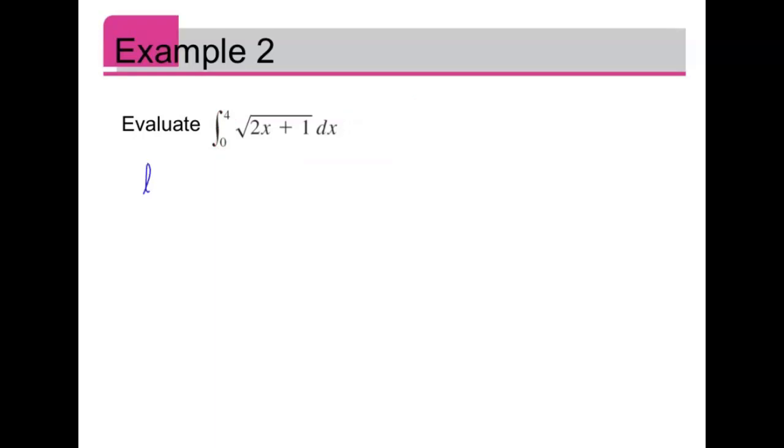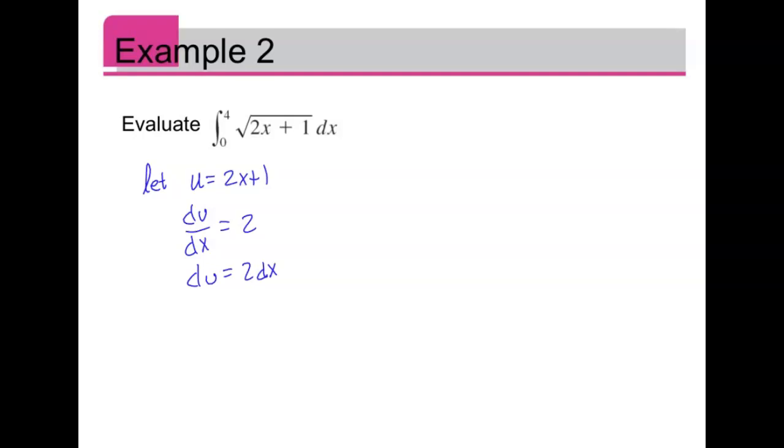What guesses on what I'm going to let u equal? That's a good start. So then what's du dx? Careful. What's the derivative of 2x plus 1? Just 2. So du dx equals 2. Let's multiply over the dx. Du equals 2 dx.